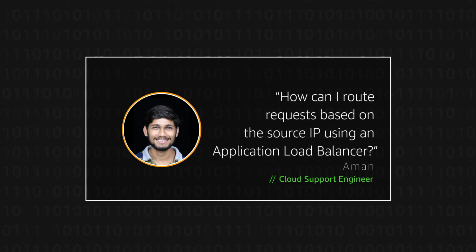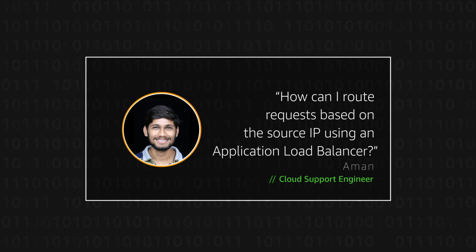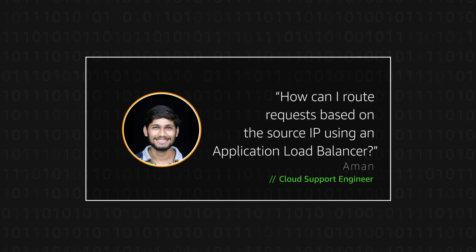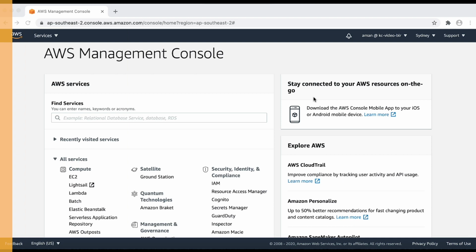Sometimes customers contact us with use cases in which they want to perform specific actions based on the source IP of a request. This can be achieved by configuring source IP based listener rules on ALB. In this session, I am going to walk you through the process. Let's get started. First, open the Amazon EC2 console.